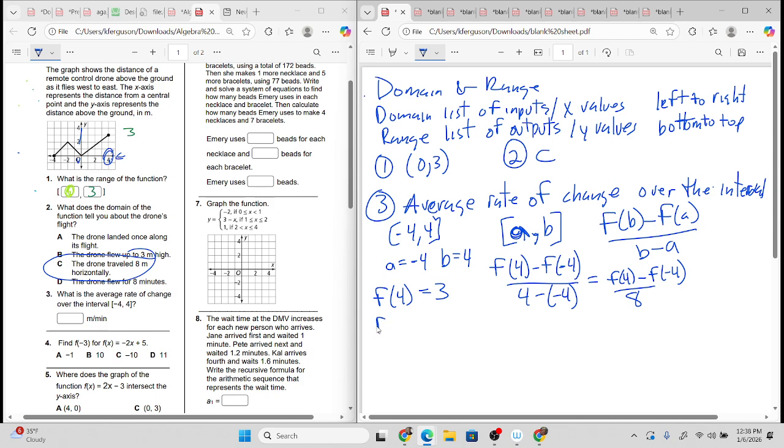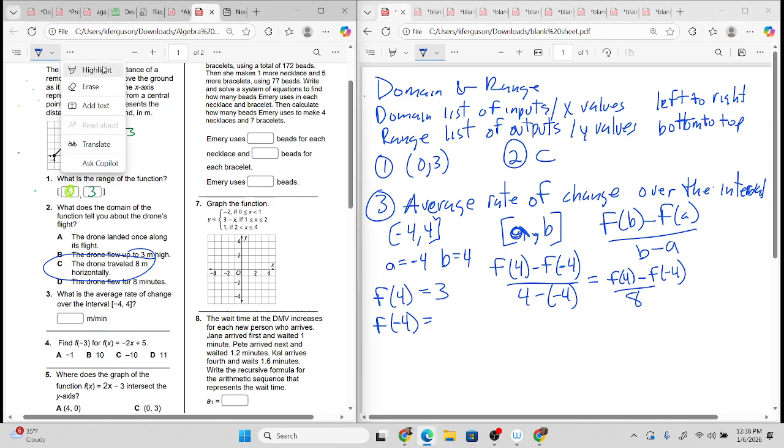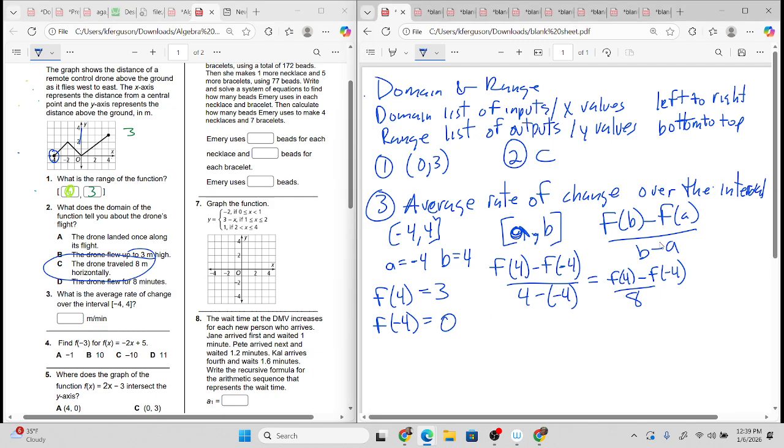And now I need to know what f of -4 is. So then I go over here, f of -4. There's -4, and my dot is right there on y equals 0. So 0. So now I plug that in. I got 3 minus 0 over 8, which just gives me 3 over 8.